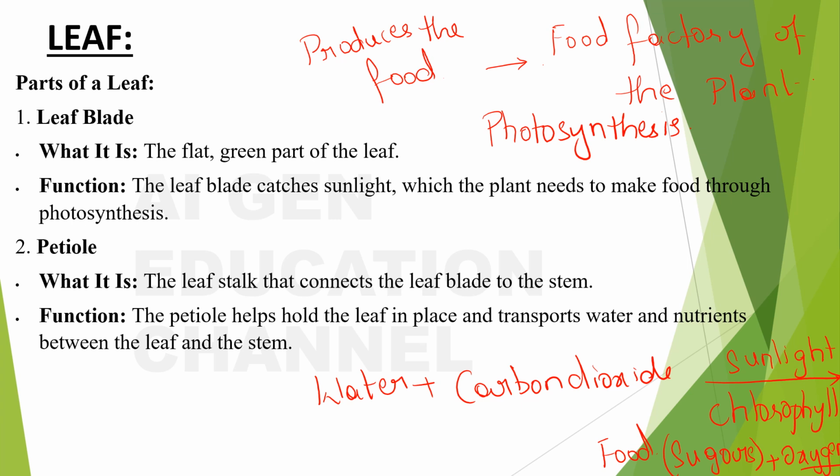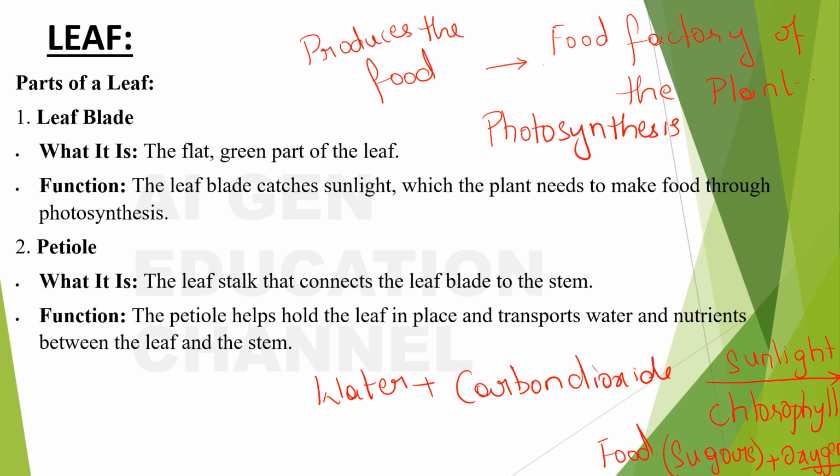So this is the function of the leaf. It is the food factory. It produces the food using water, carbon dioxide, and in the presence of sunlight and chlorophyll. Chlorophyll is a green pigment that is present in the leaf.